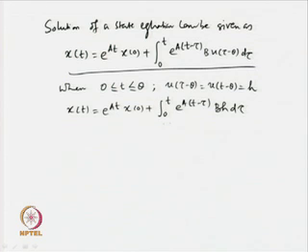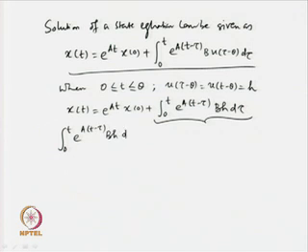Now, let us solve the integral part. This can be simplified. We know that the integral from 0 to t of e^(a(t - τ)) b h dτ can be simplified further and written in the form of e^(at) integration from 0 to t of e^(-aτ) b h dτ, which again can be written as e^(at).